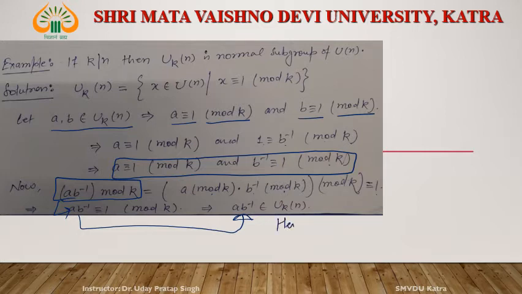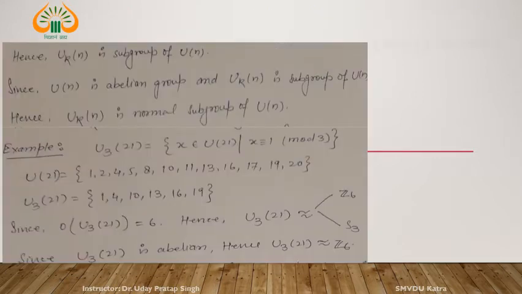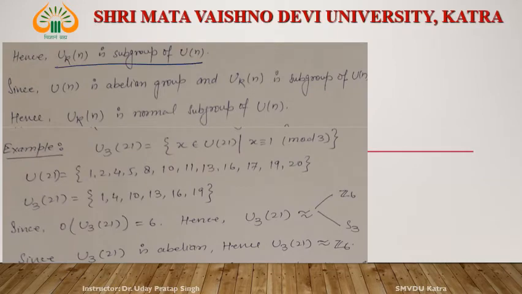Hence, UKN is a subgroup of UN. Okay, what is UN? UN is an abelian group, right? And a subgroup of an abelian group is normal, right? UKN is a subgroup of UN, but UN is an abelian group, right? Every subgroup of an abelian group is normal. Therefore, UKN is a normal subgroup of UN.